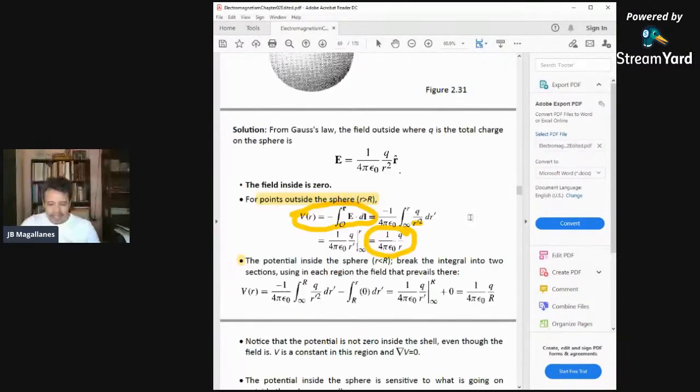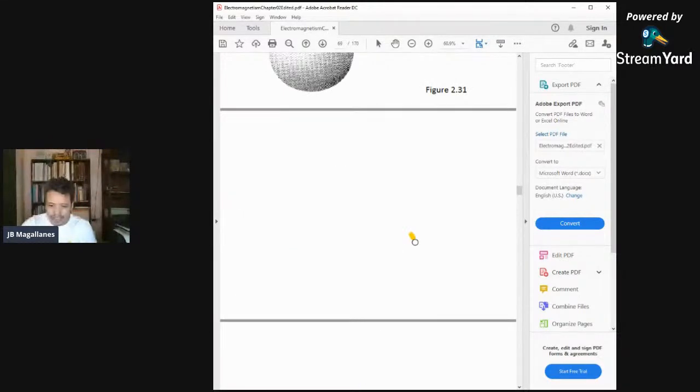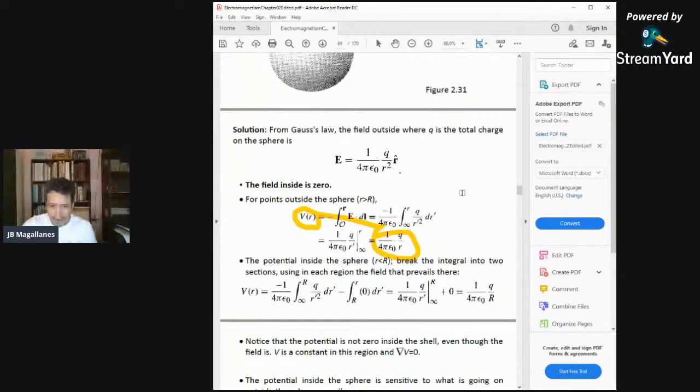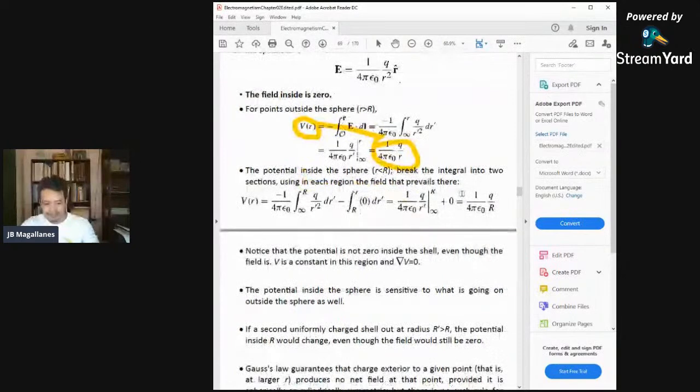So the potential outside the sphere is just equal to this. Now, how about calculating the potential inside the sphere? Remember that inside the sphere, there's no electric field; you only have electric field outside the sphere.